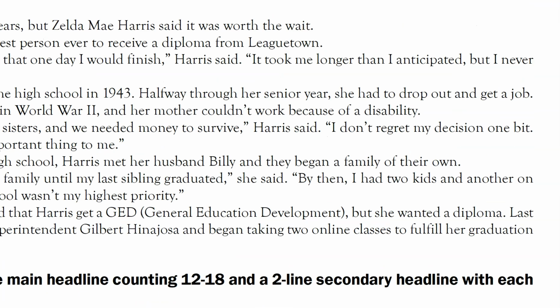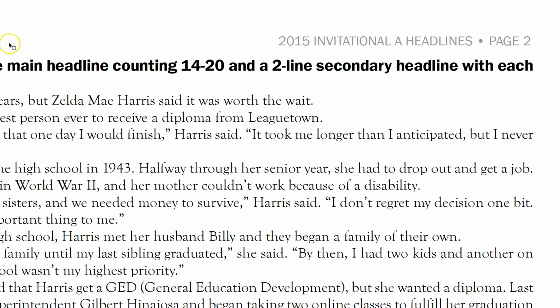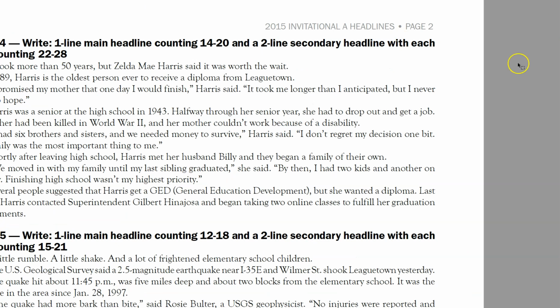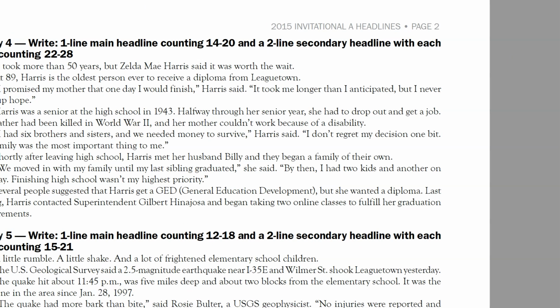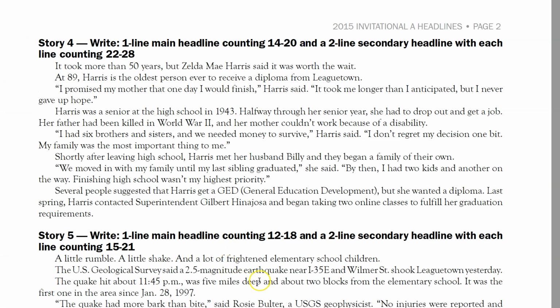And then we go down here. Let's look at this main headline, this one that asks us for a main headline and 2 secondary headlines. So let's look at this one. It took more than 50 years, but Zelda Mae Harris said it was worth the wait. At 89, Harris is the oldest person ever to receive a diploma from Leaguetown. "I promised my mother that one day I would finish," Harris said. "It took me longer than I anticipated, but I never gave up hope." Harris was a senior at the high school in 1943.